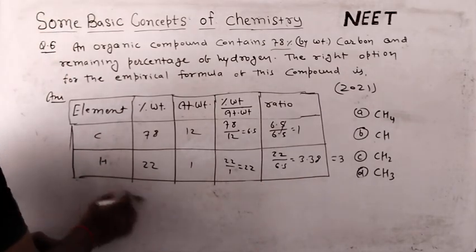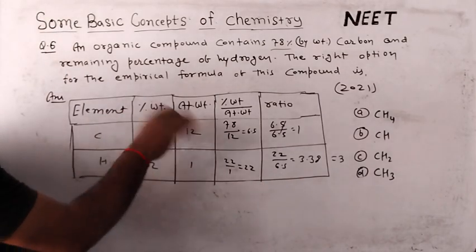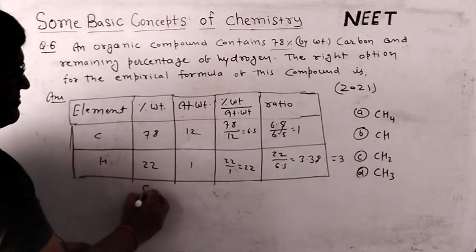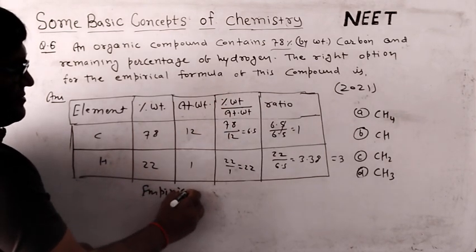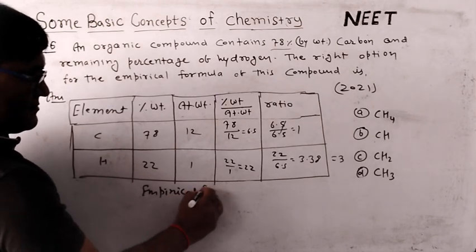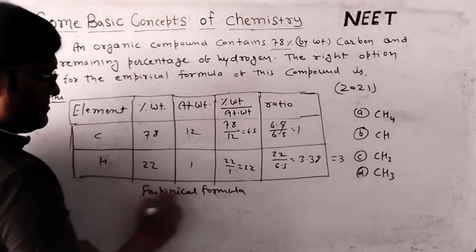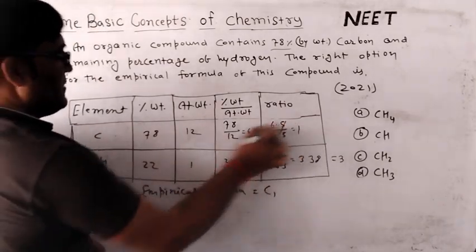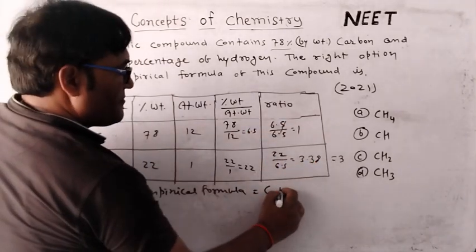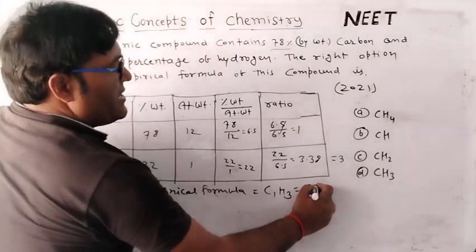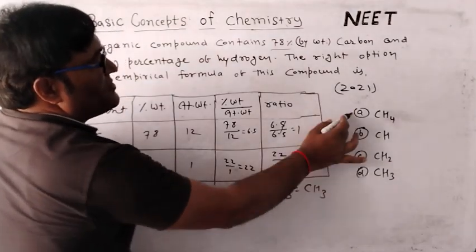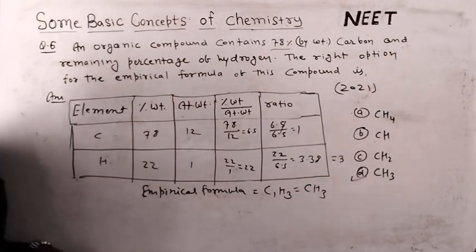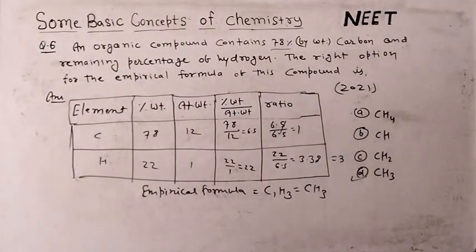Now according to these sums, the ratio is calculated. Now the empirical formula is C1 and H3, so we can write CH3. In the given 4 options: CH4, CH, CH2, and D option is CH3. So CH3 is the right option. And now the question is solved. You can take a screenshot.